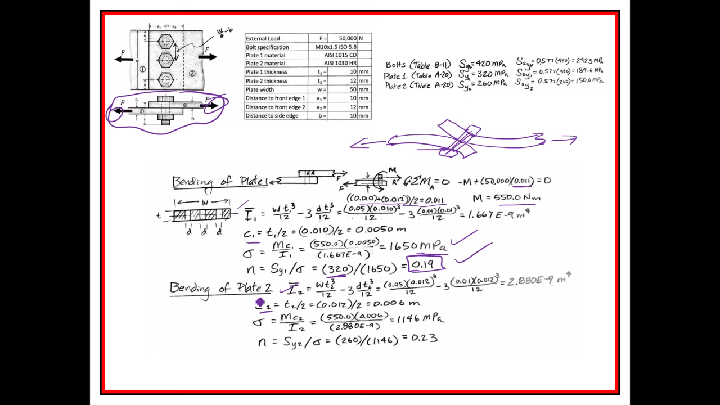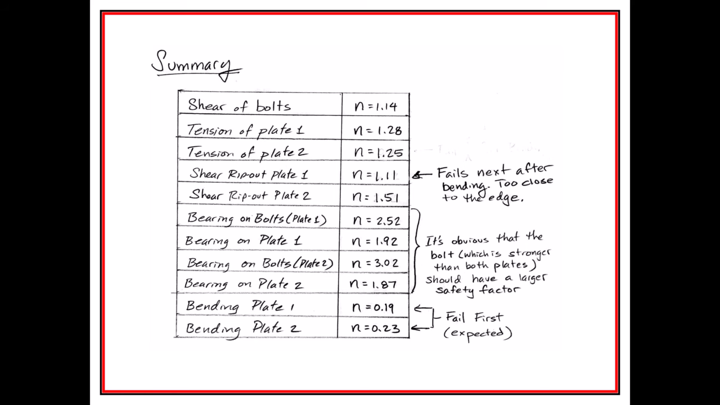And then we could do the same thing for plate 2. We get a different I and different C. And then we do MC over I. We get a lower stress, and we compare it to the yield strength of that other plate, and we get 0.23. So here's a summary.